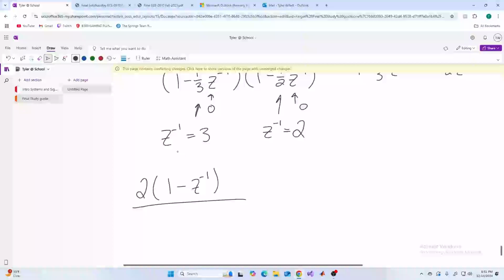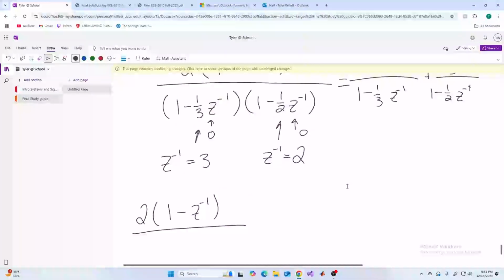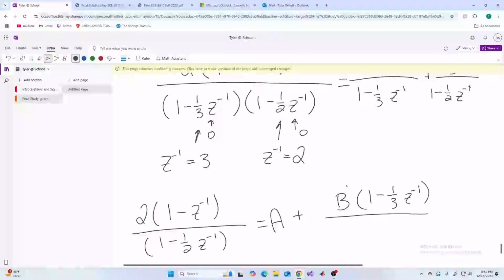I'm sorry. Now you will realize, obviously, if I multiply everything by 1 minus 1/3 z to the negative 1, that this will cancel out, this will cancel out, and there will be a 1 minus 1/3 z to the negative 1 right over here attached to the B. So let's go ahead and do that. So I'm still going to have on the bottom 1 minus 1/2 z to the negative 1 equals A plus B times 1 minus 1/3 z to the negative 1 all over 1 minus 1/2 z to the negative 1.